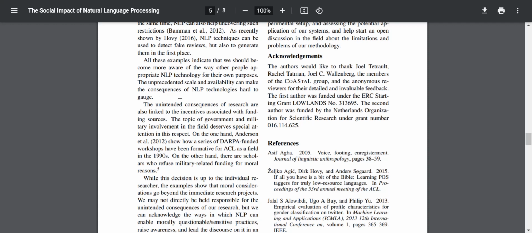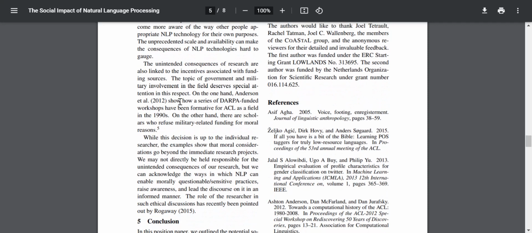The unprecedented scale and availability can make the consequences of NLP technologies hard to gauge. The unintended consequences of research are also linked to the incentives associated with funding sources. The topic of government and military involvement in the field deserves special attention in this respect. On the one hand, Anderson et al. 2012 showed how a series of DARPA funded workshops have been formative for ACL as a field in the 1990s. On the other hand, there are scholars who refuse military related funding for moral reasons. So who knows how the military and the government would use the technology?